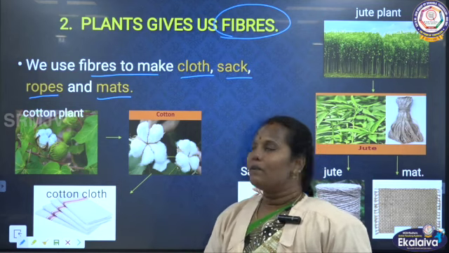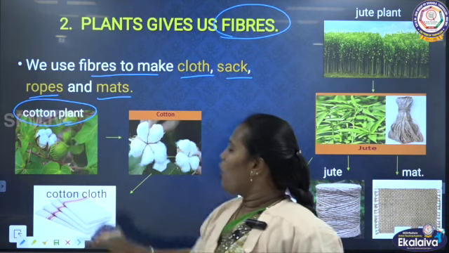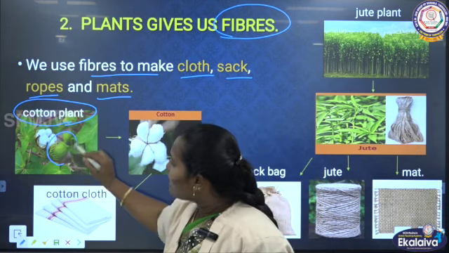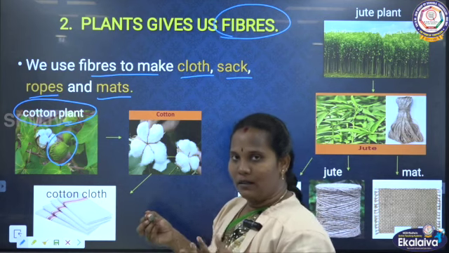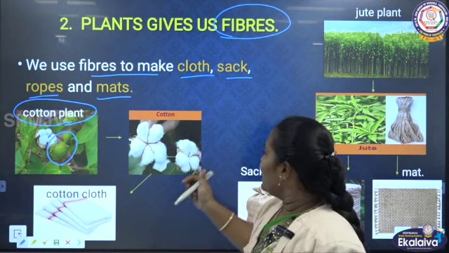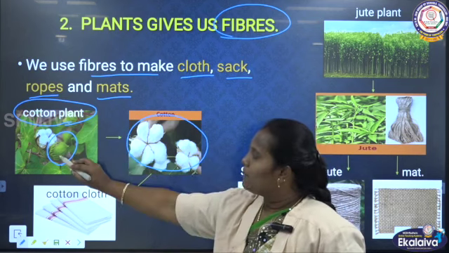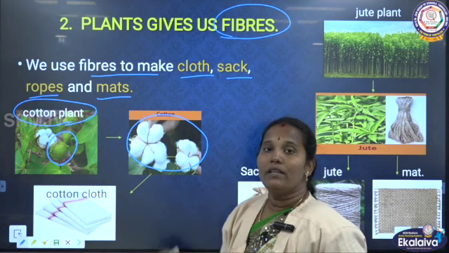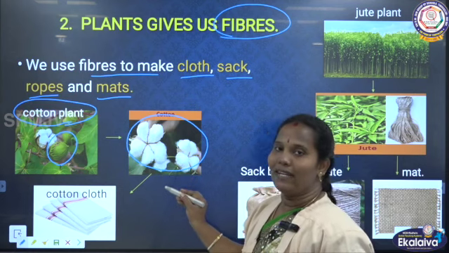Where do we get the fiber? For example, we can say the cotton plant. This is the cotton plant. This cotton plant has some bolls, like things, no? Actually, we can get this from these bolls. If the bolls burst, we can get this fluffy cotton. This cotton plant has these bolls, and from the bolls we can get cotton like this.